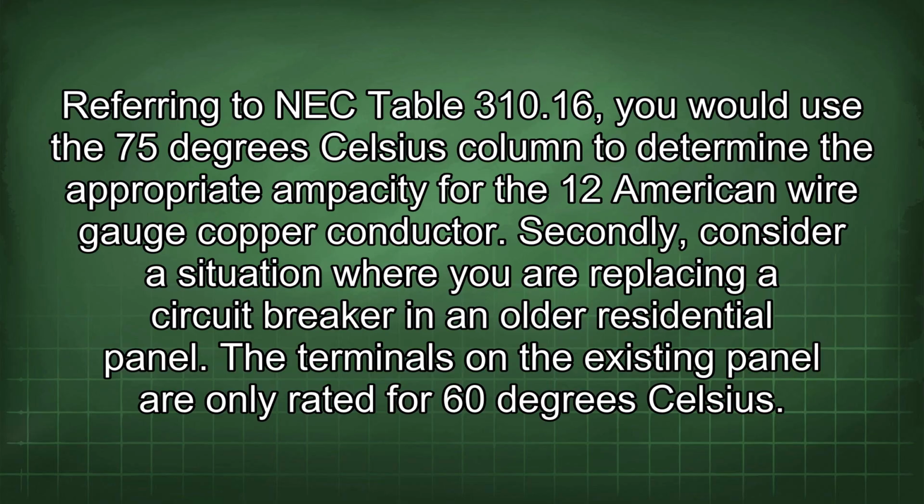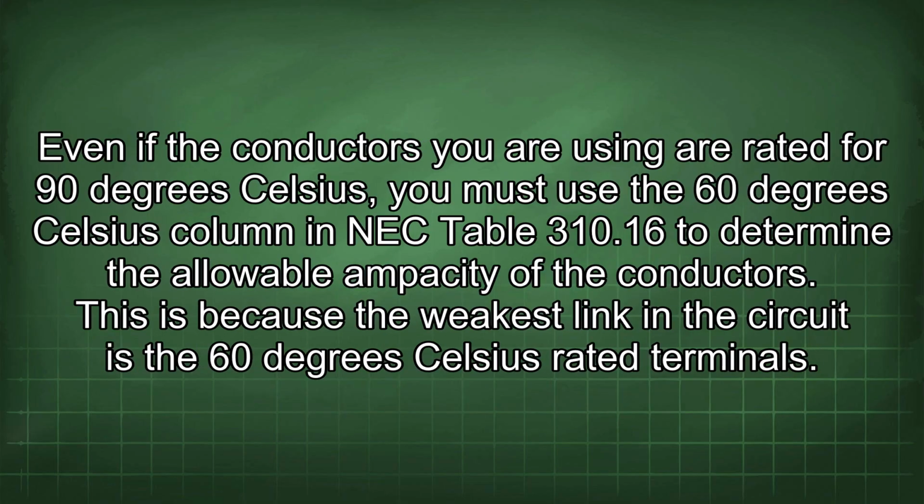Secondly, consider a situation where you're replacing a circuit breaker in an older residential panel. The terminals on the existing panel are only rated for 60 degrees Celsius. Even if the conductors you are using are rated for 90 degrees Celsius, you must use the 60 degrees Celsius column in NEC Table 310.16 to determine the allowable ampacity of the conductor. This is because the weakest link in the circuit is the 60 degrees Celsius rated terminals.